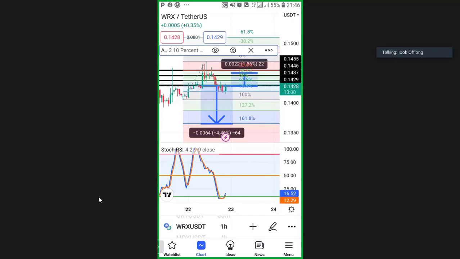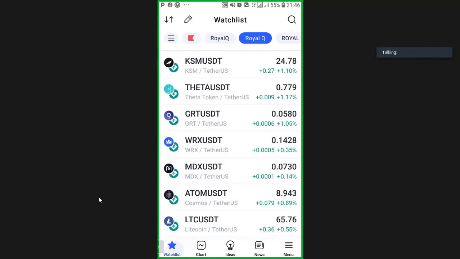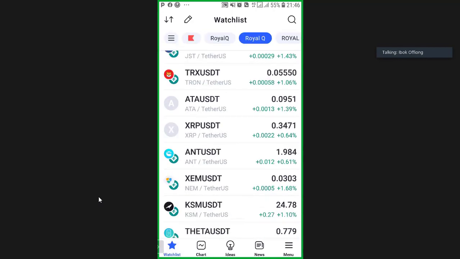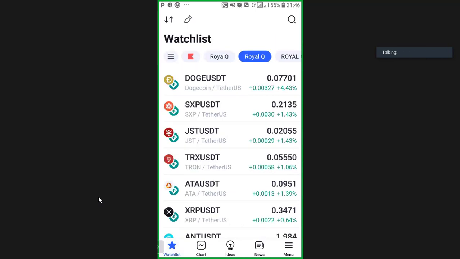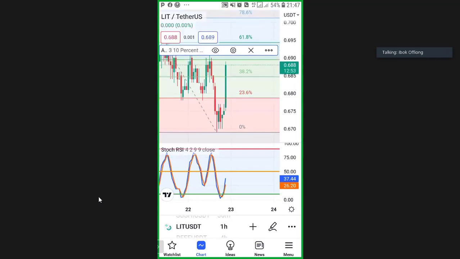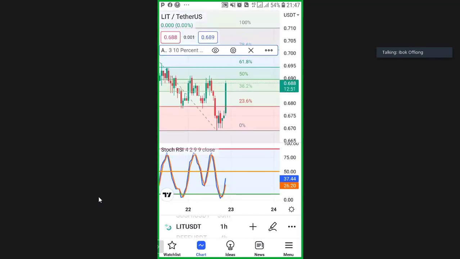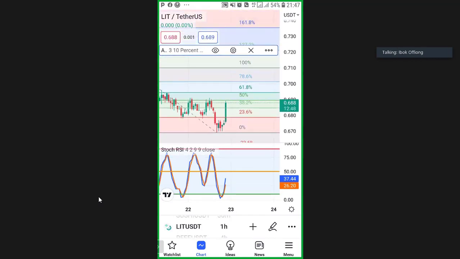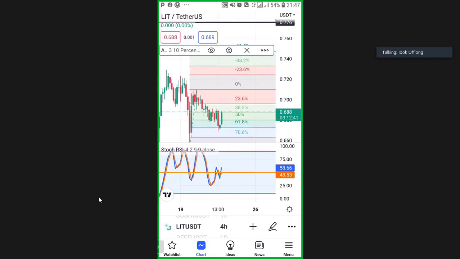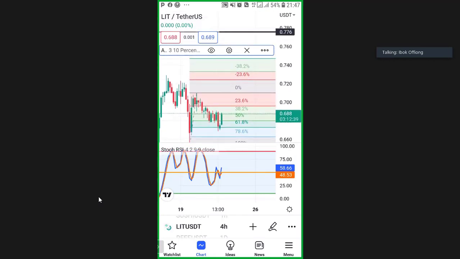Okay, sorry. Somebody sent me a message that I should check LIGHT. Okay, let me check LIGHT. LIGHT USDT. Yeah, you can see LIGHT is pumping. So you see, this is 1 hour. Let's check 4 hour. Wow, a good trade. Nice one. You will see it's an uptrend.